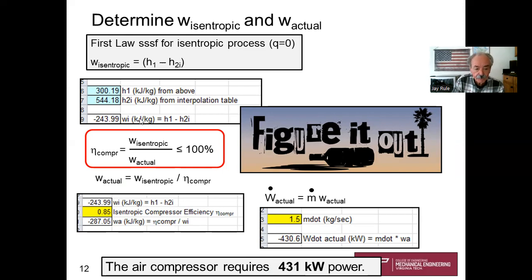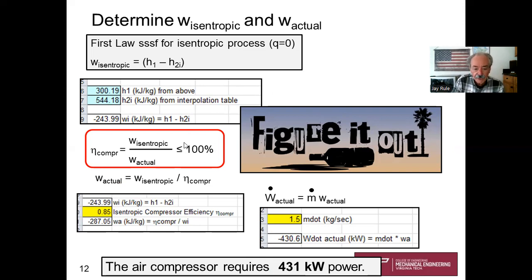It's negative 243.99 kilojoules per kilogram. Does that make sense? I've got a negative number. Yes, I'm running an air compressor. It takes power. It takes work to increase the pressure of the air. It makes sense that W isentropic is a negative number. Okay, now let's work on compressor efficiency. You shouldn't have to go to a formula sheet or even the textbook to figure out the definition of compressor efficiency. Figure it out on your own.